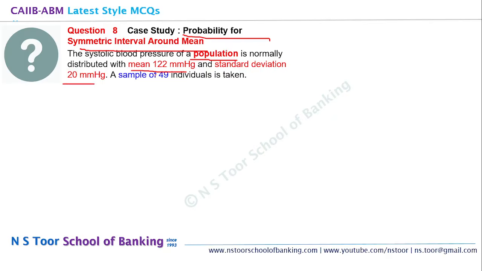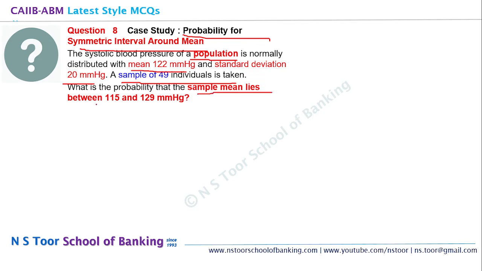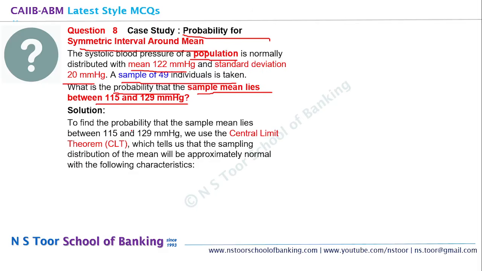So population का mean है 122, population का standard deviation है 20. When a sample of 49 individuals is taken, अगर 49 individuals का sample लिया जाता है, what is the probability that the sample mean lies between 115 and 129 mmHg? So अगर मैं 49 members का sample लेता हूँ तो सैंपल मीन 115 से 129 के बीच में रहने की कितनी प्रोबेबिलिटी है, कितनी पॉसिबिलिटी है. So for that purpose, let us start for the calculation first.